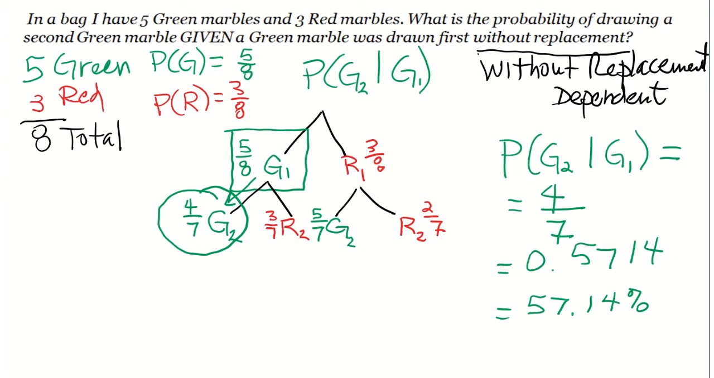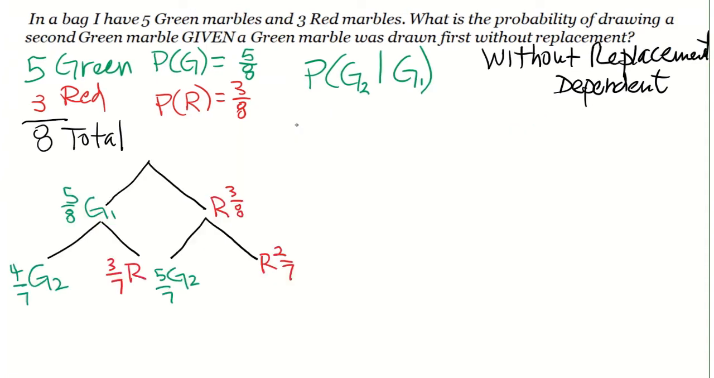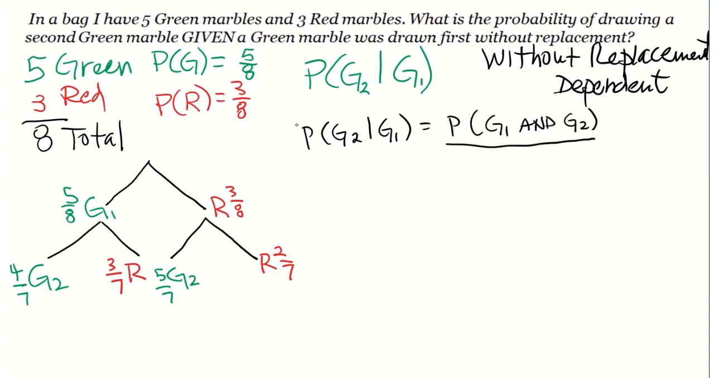So now let's look at the same problem, but this time we're going to use the formula for getting conditional probability to solve it. The formula for finding the probability of G2 given G1 is the probability of G1 and G2 divided by the probability of G1.